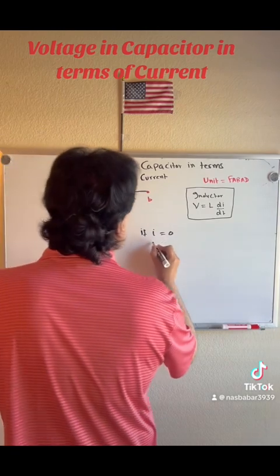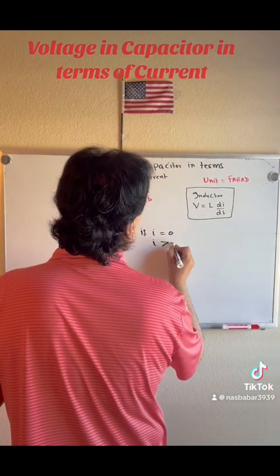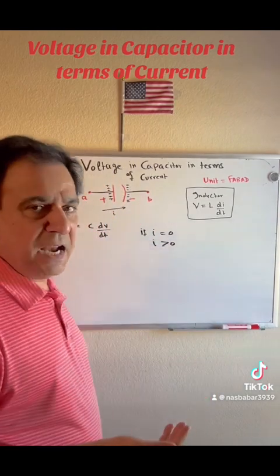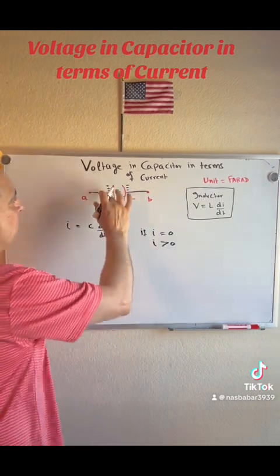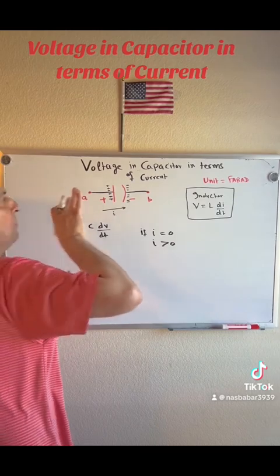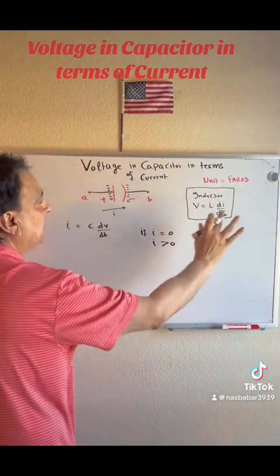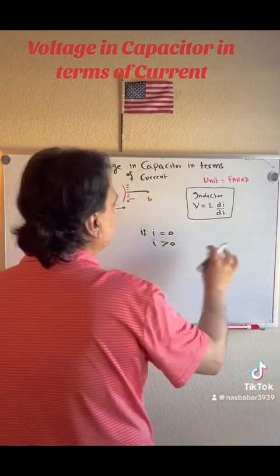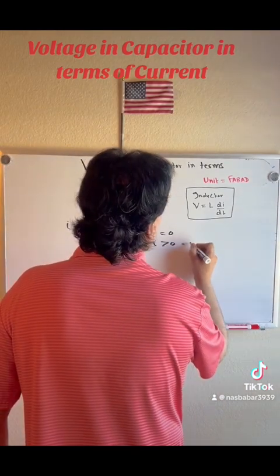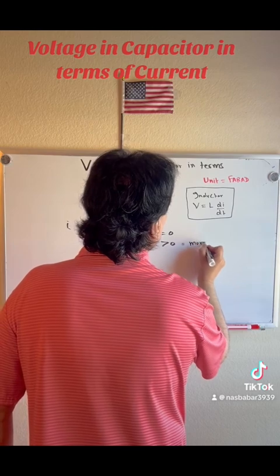Now, if I is greater than 0, what does that mean? That means that your voltage is increasing, because you're going to have more positive charges, which are going to repel more positive charges on the right hand side, and you're going to have more electrons over here. So if I is greater than 0, then you have more voltage.